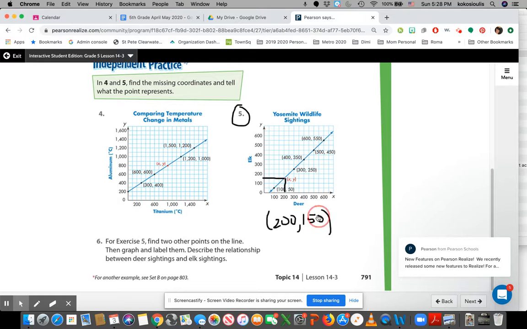Okay, so what does that mean? Well, I always look at the title, how many wildlife sightings there are. Well, let's take a look. Every time I see 200 deers, guess how many elk I see? 150. And that's where I get elk because that's my Y. And my deers are 200. Okay. If I even take a number like here, 500 and 450, that means every time I see 500 deers, that's a lot of counting, you're going to see 450 elks. That's my X and my Y.